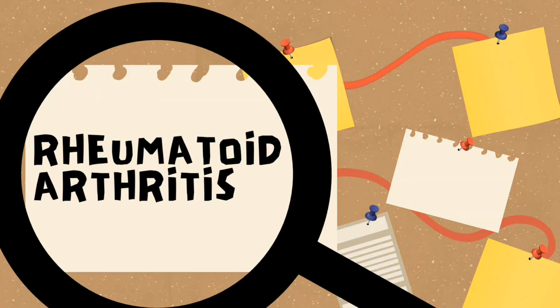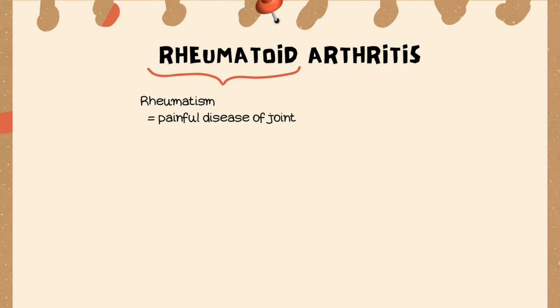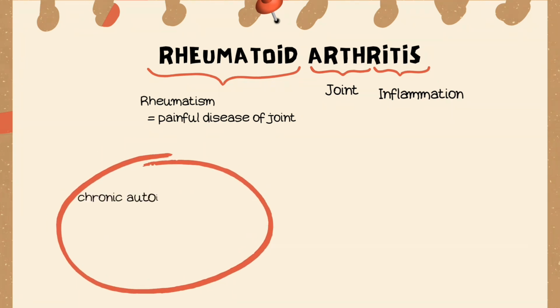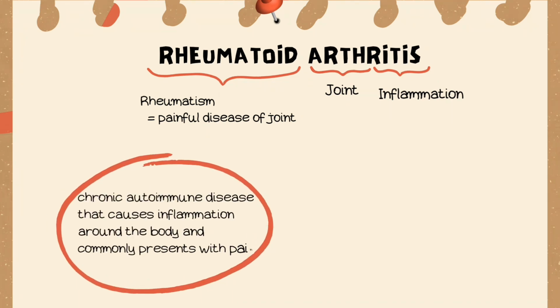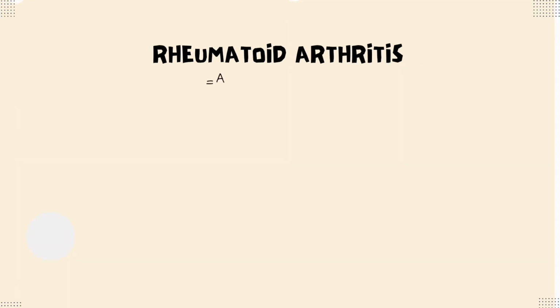Rheumatoid arthritis. In rheumatoid arthritis, rheumatoid refers to rheumatism, which is painful diseases of the joint. Arthro refers to joint, while itis refers to inflammation. Rheumatoid arthritis is a chronic autoimmune disease that causes inflammation around the body and commonly presents with pain in the joints. Rheumatoid arthritis is an autoimmune disease that is triggered by genetic and environmental factors.